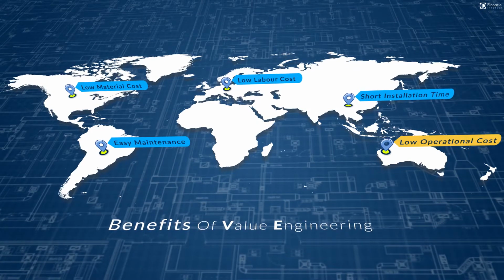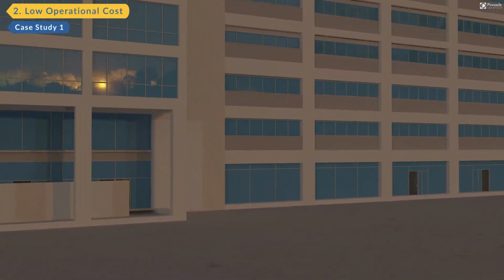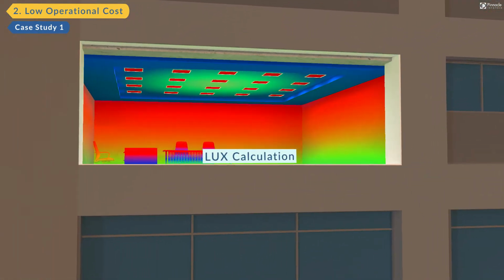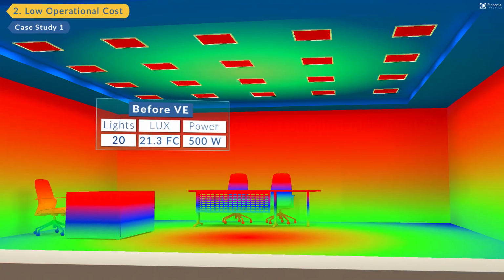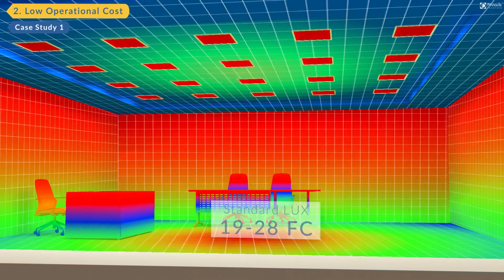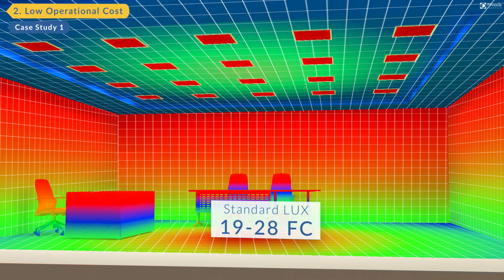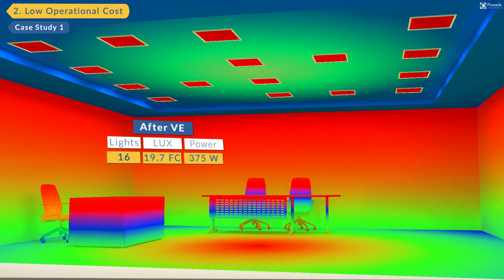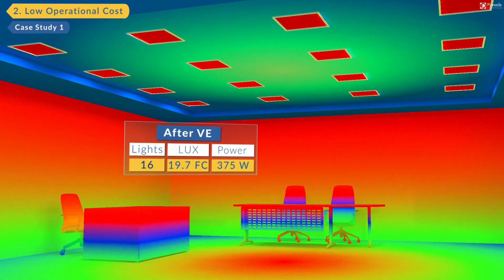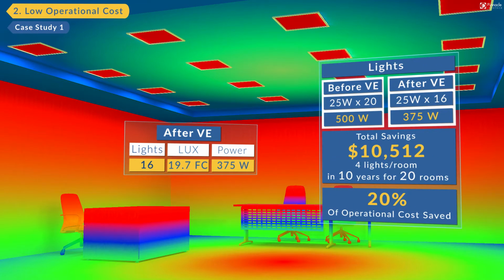Low operational cost. As per the IFC, the room had 20 lights and an average lux of 21.3 foot candle. The average power consumption was 500 watts. The standard lux range for this room is 19 to 28 foot candle. After VE, we reduced the number of lights to 16, with the average lux being 19.7 foot candle, which is within the standard range. Hence, the power consumption reduced to 375 watts. Therefore, we saved approximately $10,512 over a period of 10 years, typically for 20 rooms, which is a 20% reduction in operational costs.